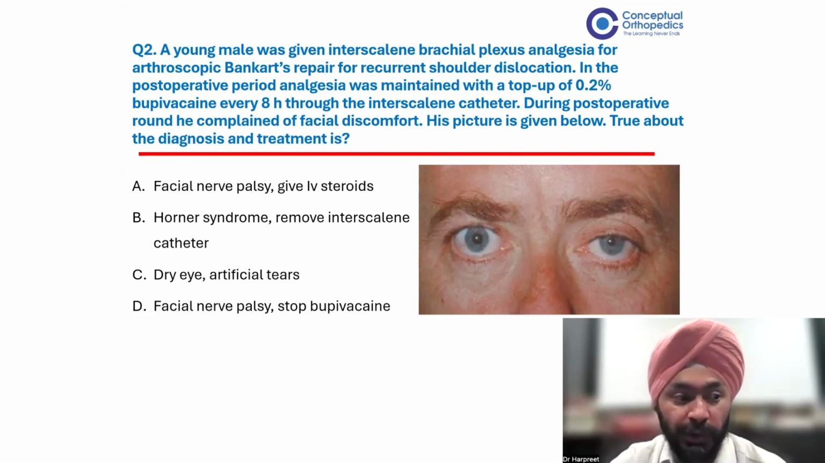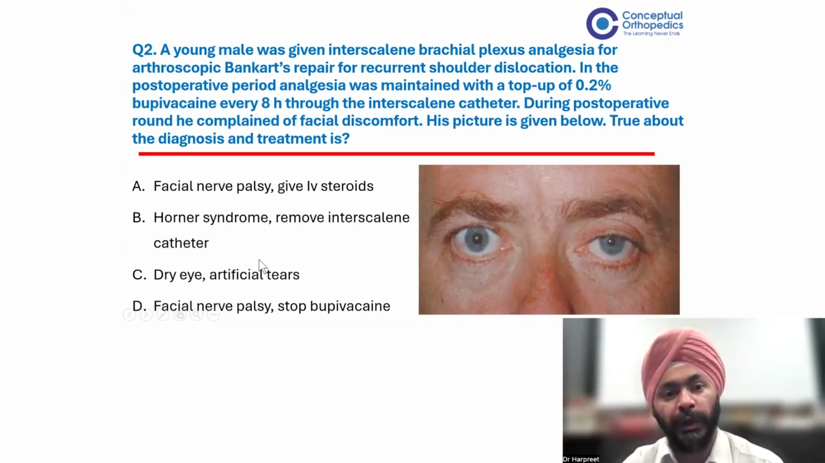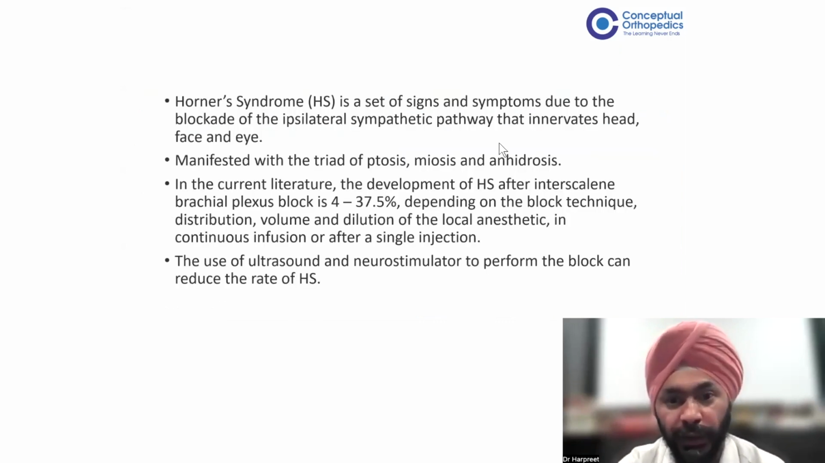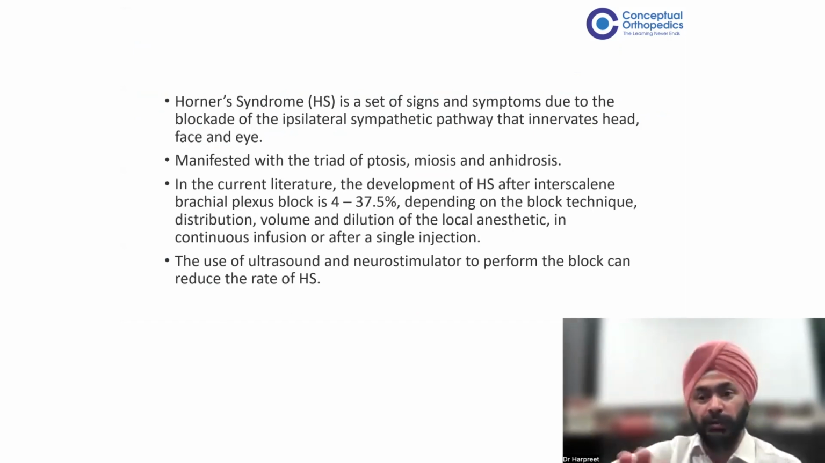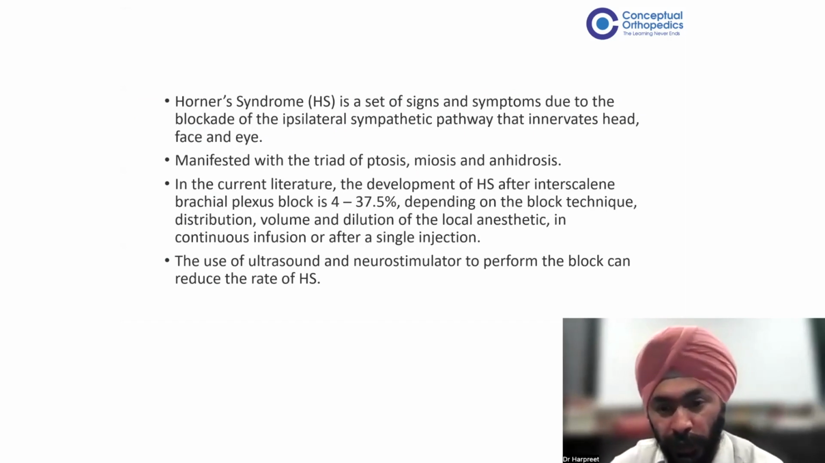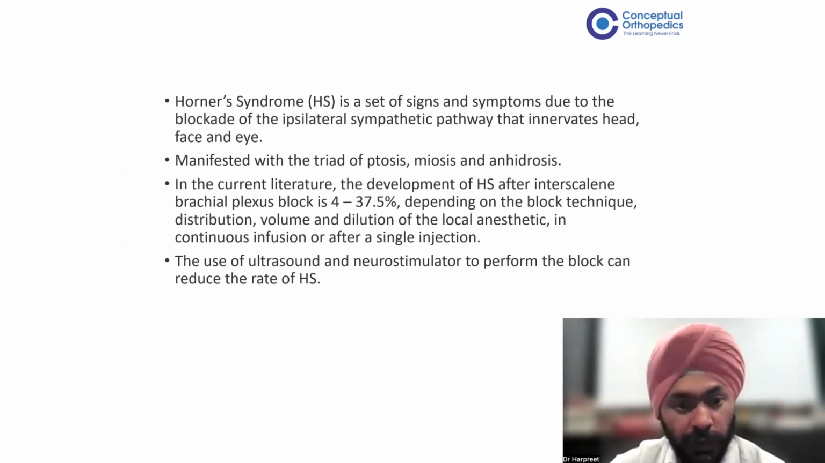Because continuous top-ups are being given through the catheter, if you stop giving the top-ups, the patient would be cured of his symptomatology. So the answer should be B, Horner syndrome, and we should remove the catheter. Horner syndrome is a triad of ptosis, miosis, and anhidrosis, and it has been reported at 4 to 37.5%. As high as that, there's a chance of developing Horner syndrome, but there's no long-term deficit. As soon as the drug wears off, the patient's symptoms also wear off.